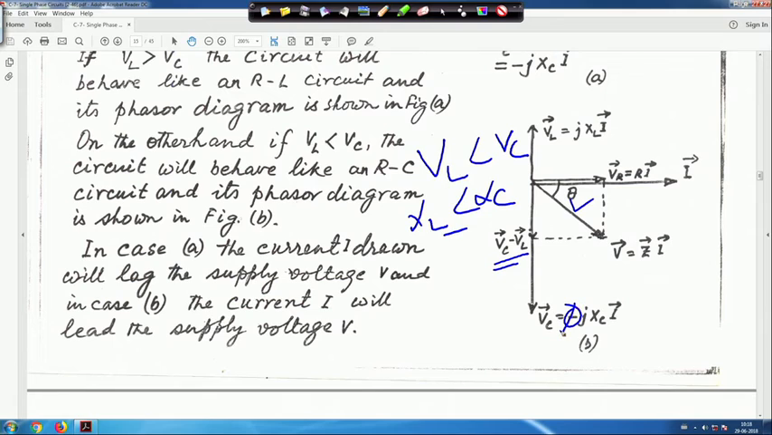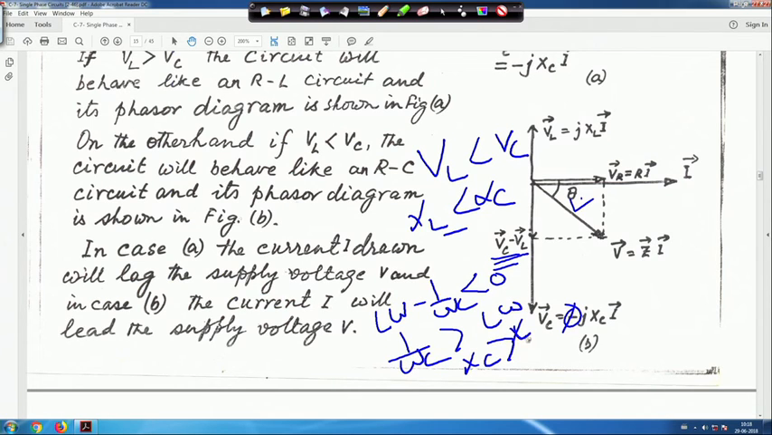If you do not put it here, it does not matter. In this case it will be VC minus VL, because VC is greater than VL. Coming to this side, this is my theta, so theta is negative. That means the circuit behaves like a capacitive circuit, because in this case XL less than XC means L omega minus 1 upon omega C is less than 0. That means 1 upon omega C is greater than L omega, that means XC is greater than XL.